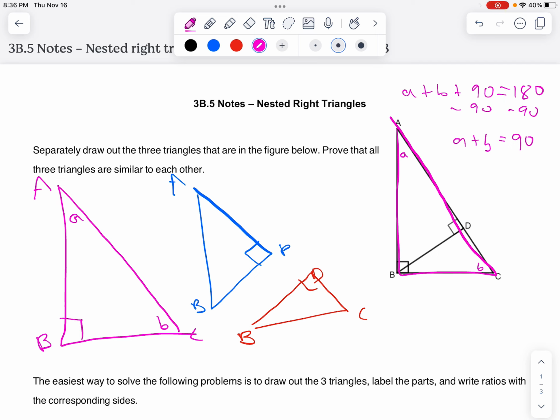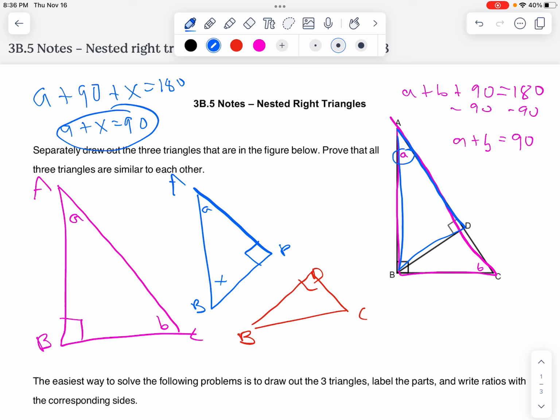Now let's take a look here at this blue triangle. And the blue triangle, remember this little a here also goes here. So we've got little a here. So now we've got little a plus 90, and let's call this one just x for a second, plus x adds up to 180. So if we subtract 90 from both sides, then we have a plus x equals 90.